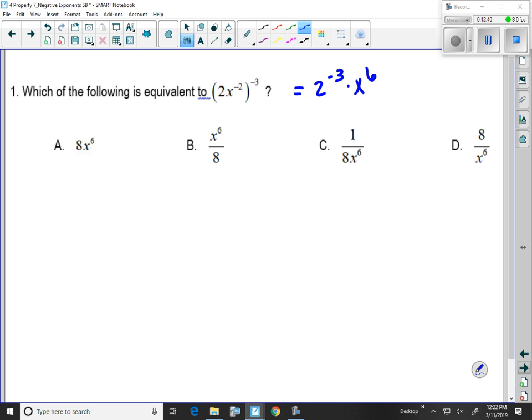Now, what has to move downstairs, or to the bottom floor? Yes, the x to the 6th is fine, but the 2 to the 3rd power was not fine. Okay, what is 2 to the 3rd? Yep, 8. So you should have the denominator of 8.